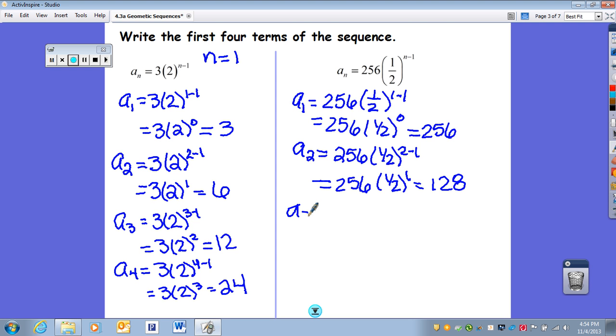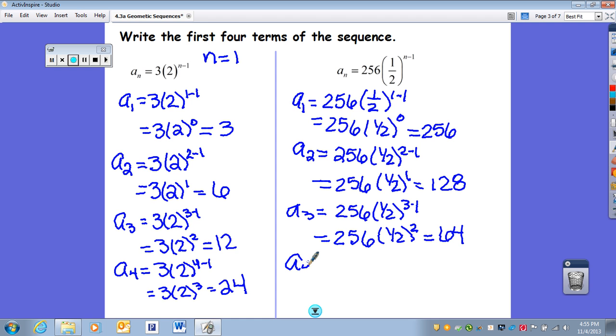As my third term, I take 256, and that's going to be times 1/2 to the 3 minus 1 power to find my third term. 256 times 1/2 to the second power. 1/2 to the second power is 1/4, and 1/4 times 256 is 64.